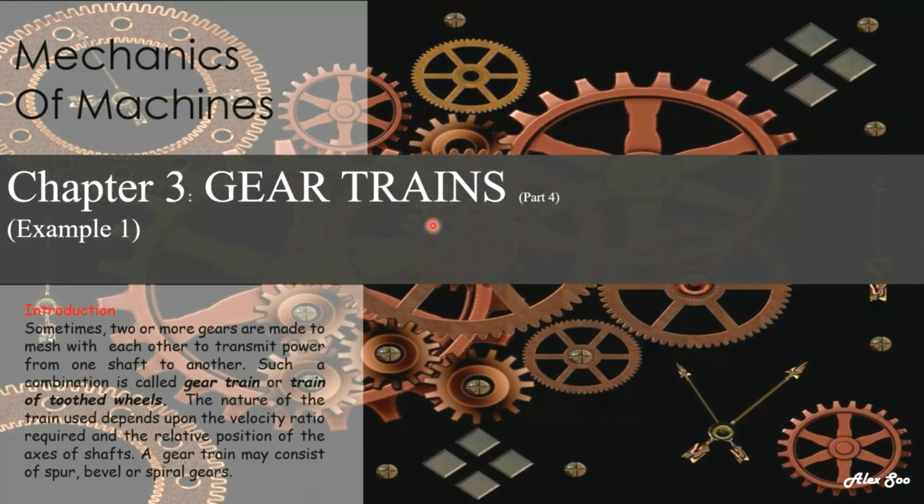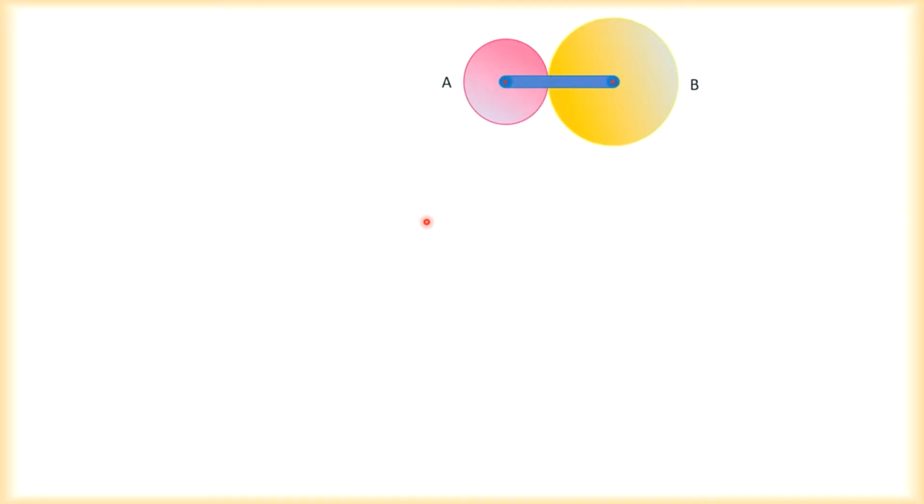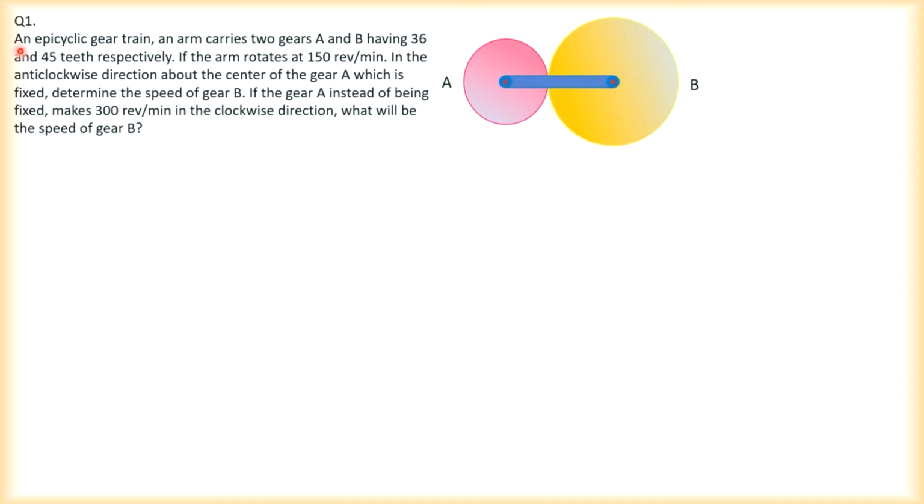Okay, this is on gear trains, example one. So we have an epicyclic gear train: gear A, gear B, and the arm. Okay, so you have these two points here. Now question number one: an epicyclic gear train, an arm carries two gears A and B, both having 36 and 45 teeth respectively. So gear A has 36 teeth, so a smaller diameter, and gear B has 45 teeth, so it has a larger pitch circle diameter.